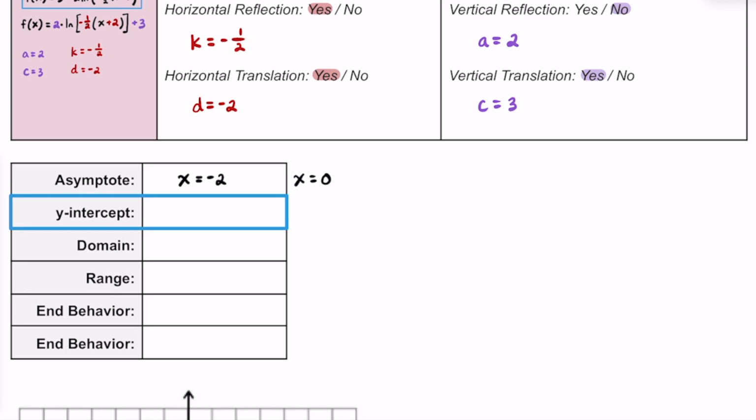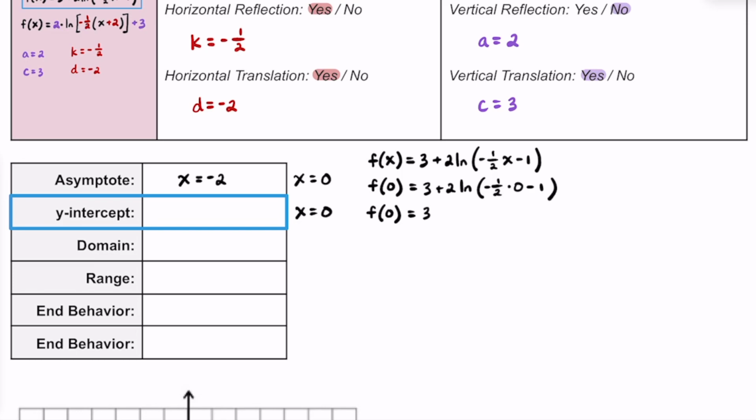All right, next to find our y-intercept, we're just going to plug in x equals 0 for x and find what f of x is equal to, and that will tell us our y-intercept. So again, this was our original function, and if we find f of 0 here, then we're going to have 3 plus 2 multiplied by ln of -1/2 times 0 minus 1.